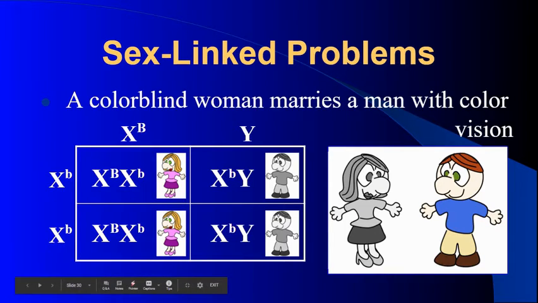If they have children, every child that is a female will have color vision, and every child that is a male will be colorblind. What's interesting about this is that the children will have opposite traits from what their parents had.